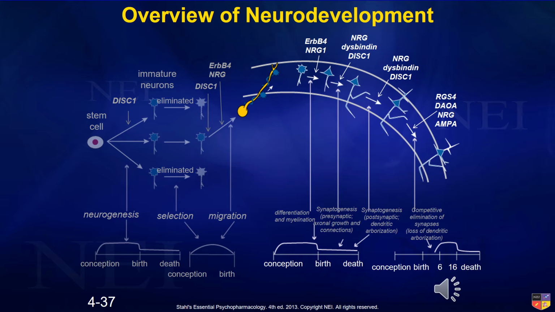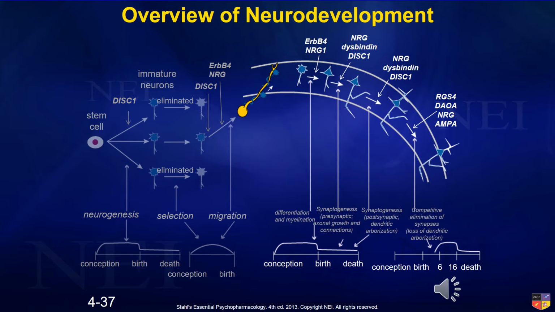The next couple of slides, if you're in the PowerPoint slide presentation mode, will show you what happens in neurodevelopment. You'll notice down at the bottom there are time frames from conception to birth to death, and then the next one over will be conception to birth, and at the bottom just keep following those time frames. But you'll notice on the far left, from conception to birth, is neurogenesis, and that is the forming of those neurons. You'll see that they come out of the stem cell, and they are influenced by a DISC1 enzyme, which stands for disrupted in schizophrenia.